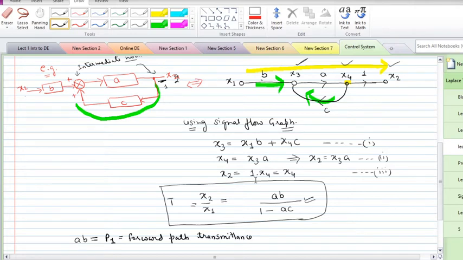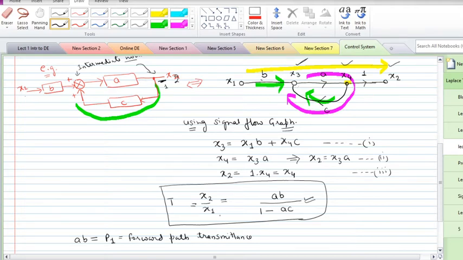Okay. Second thing is, here you can see the AC. This AC is actually the loop transmittance. Here you can see this loop here. Where a loop is forming when we start from a node moving in the direction of the arrow and reach the same node again without tracing a node repeatedly.